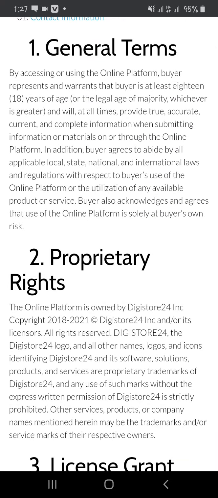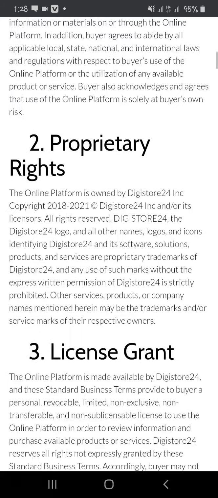Number two, property rights. The online platform is owned by Digistore24 Inc. Copyright 2080-2021 Digistore24 Inc. and/or its licensors, all rights reserved. Digistore24, the Digistore24 logo and all other names, logos and icons identifying Digistore24 and its software solutions, products and services are proprietary trademarks of Digistore24, and any use of such marks without the express written permission of Digistore24 is strictly prohibited. Other services, product or company names mentioned here may be the trademarks and/or service marks of their respective owners.